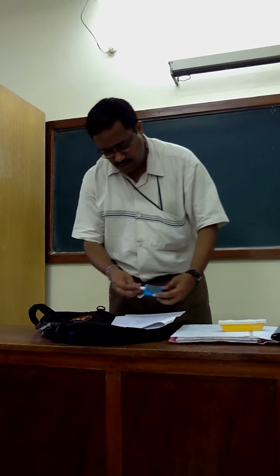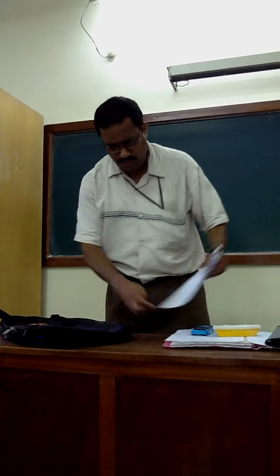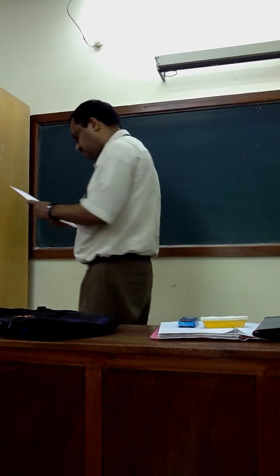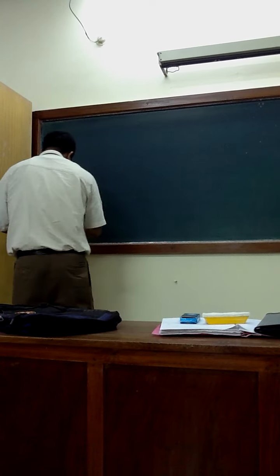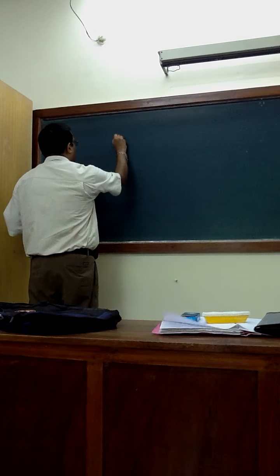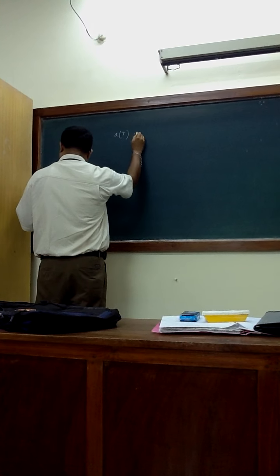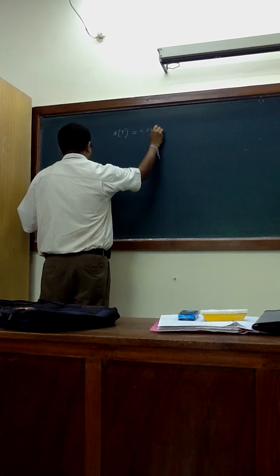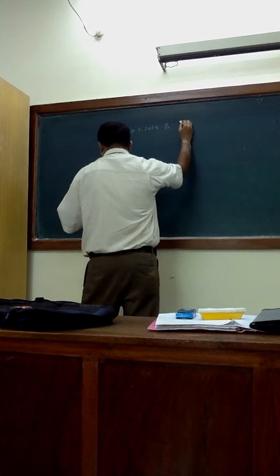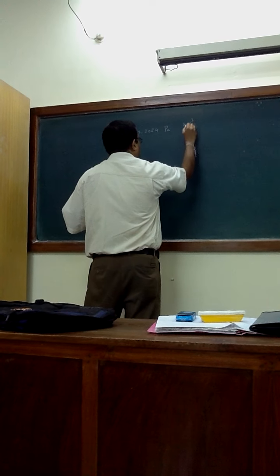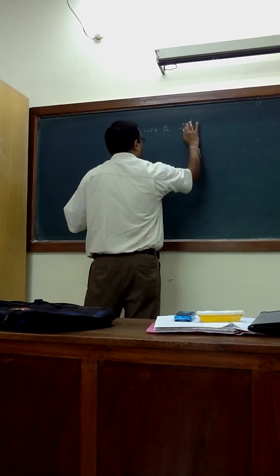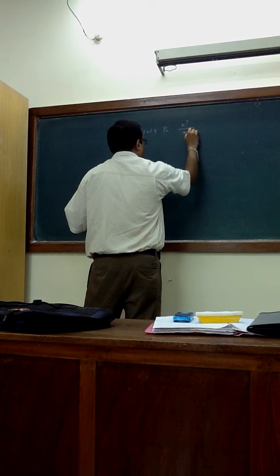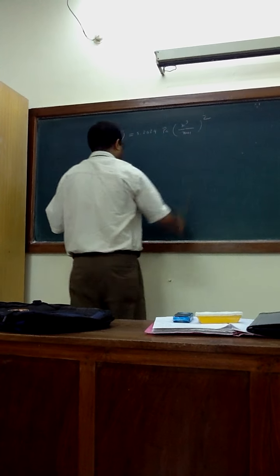We got alpha, beta, gamma also. Very good. So let me write down what we got: AB, which is 5.2024 Pascal mole cube per meter cube per mole square.